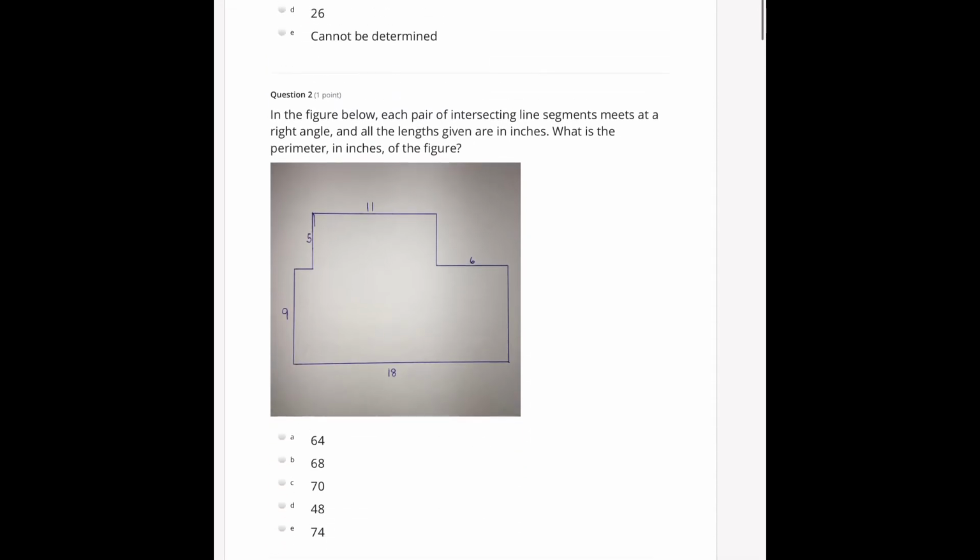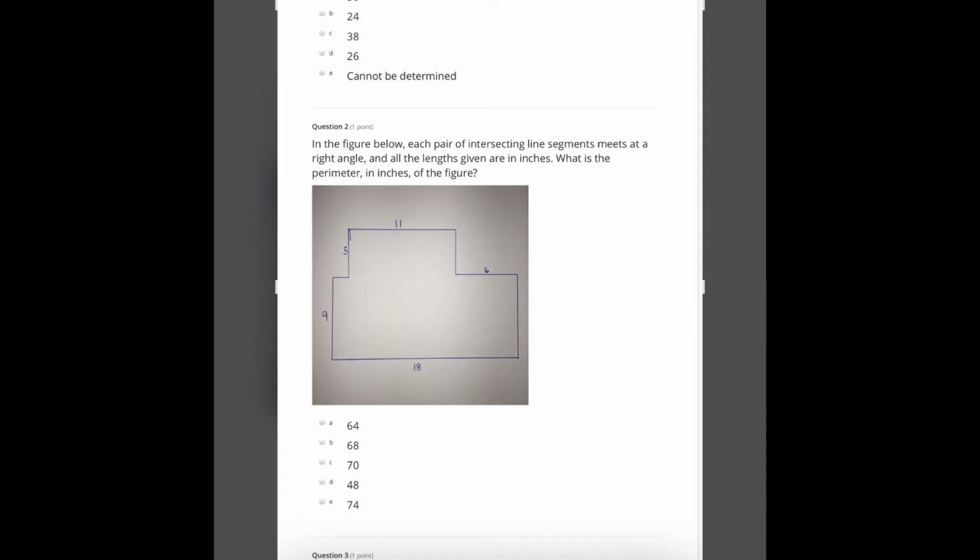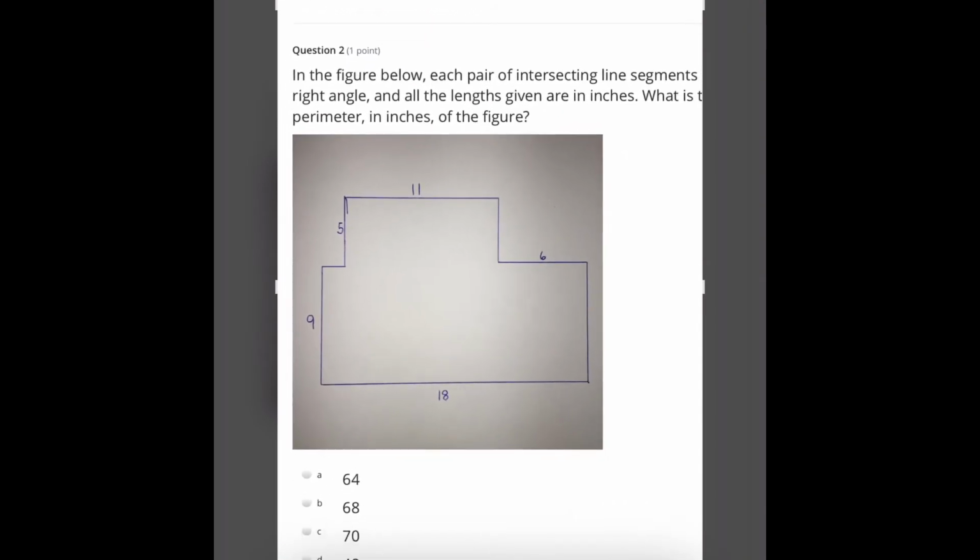All right, same thing with number 2. Okay, so I know the bottom of this is 18, and if I add this and this, that's going to give me 14. So I know the side is 14. Well, this side over here, it doesn't give it to us, or this one, but I know it adds to 14. And these going across are going to add to 18.